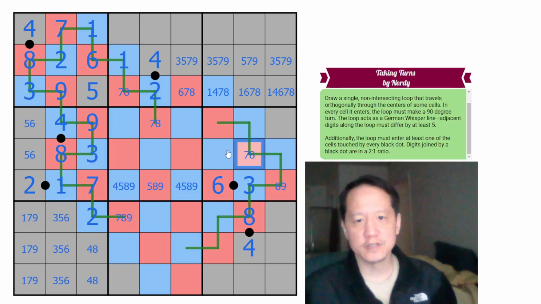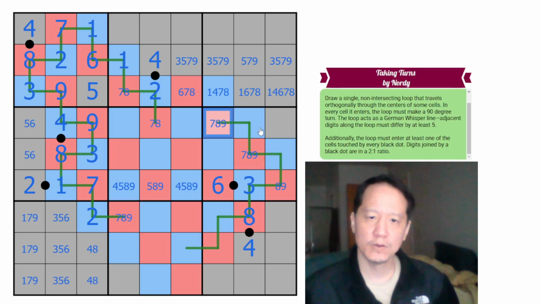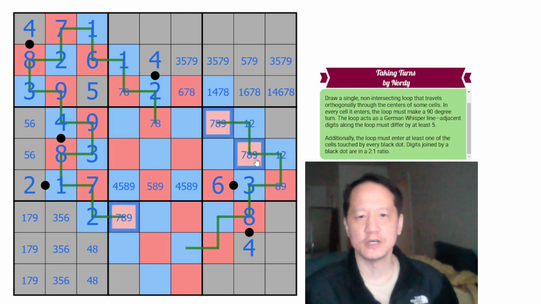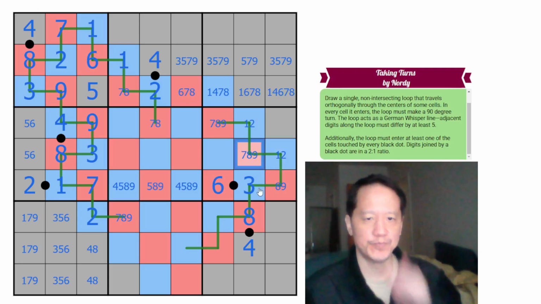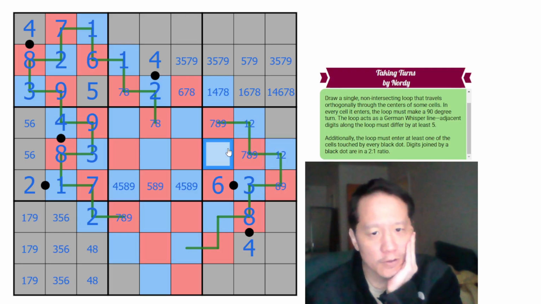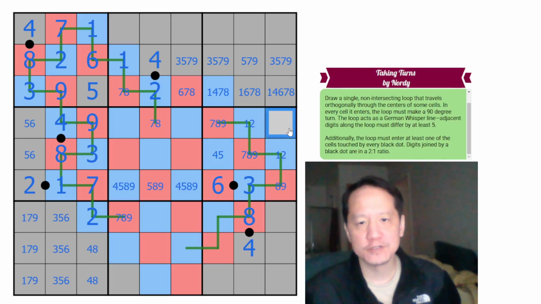This is a 7, 8, or 9. This is a 7, 8, or 9. This is 1 or 2. This is 1 or 2 because it's next to 2 unique digits on a German whisper line. The rest of them have to be 4, 5. So this is 4, 5, and this is 4, 5. This can't be 4 because of that 4, so this must be the 5, which makes this a 4.